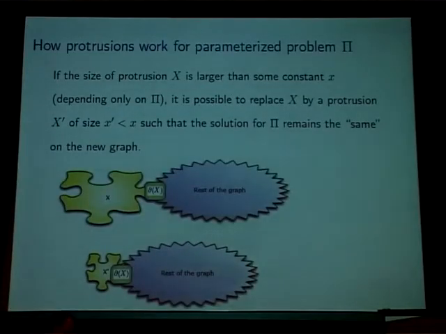And why and how do protrusions work in the graph? The idea with protrusions is the following. If I have a graph and I have a protrusion which is quite large, then it's possible to replace this protrusion, to shrink it, by an equivalent instance of smaller size. The communication of the protrusion to the remaining graph stays the same, it's the same border, but I'm able to shrink the protrusion. And then what happens if I'm able to do this operation many times?